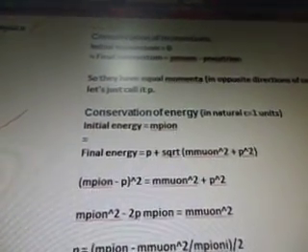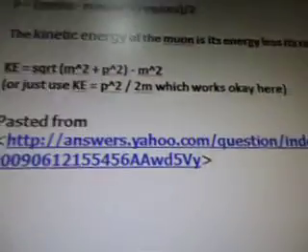Conservation of energy, in natural units where c equals 1: initial energy is M pion, equals final energy, equals P plus the square root of P squared plus M muon squared. Okay, I don't know, these are mathematical equations that come up there. The kinetic energy of the muon is its energy less its rest energy. I found that at answers.yahoo.com under questions. I don't know what the original question was. I think it was about muons, the speed of muons. What is the kinetic energy of the muon? And I found that on Yahoo. So I'll put that link on there for you to look at.